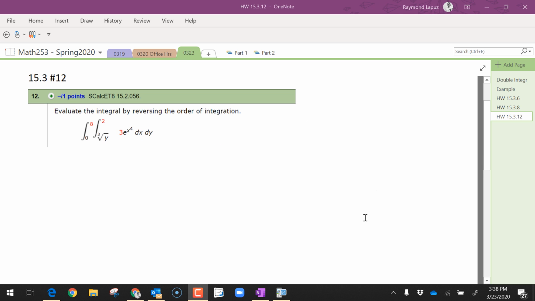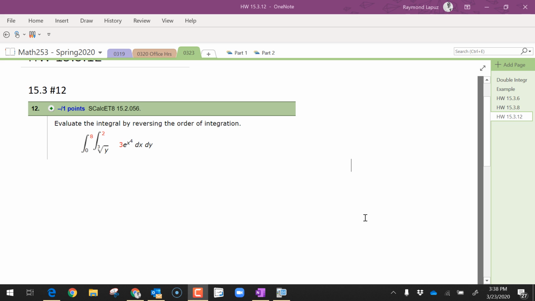Let's do another problem from your homework set. This one asks us to evaluate the integral by reversing the order of integration.